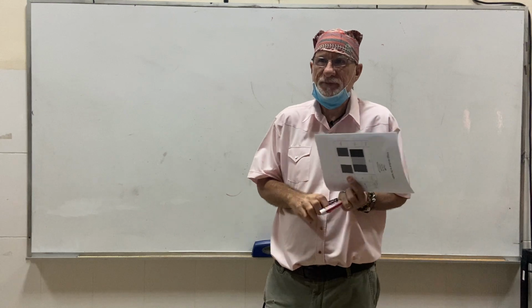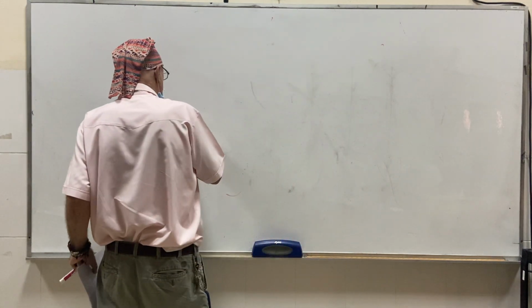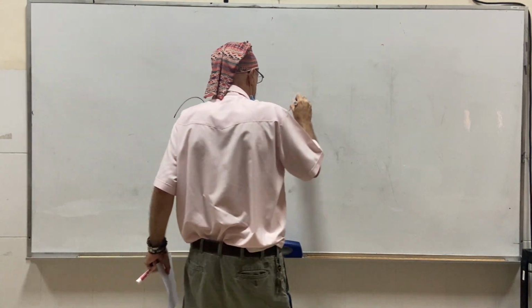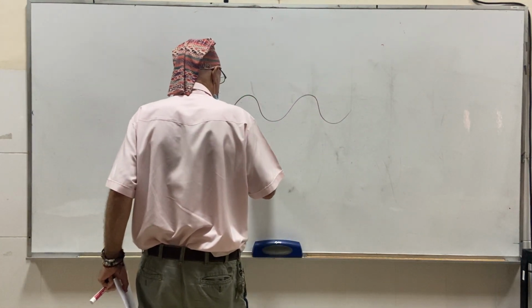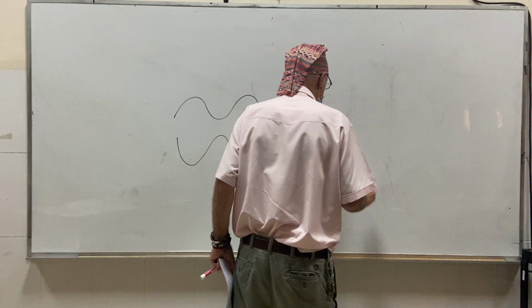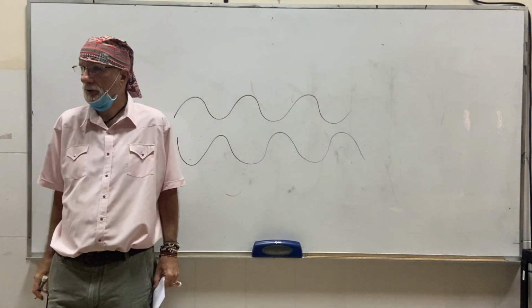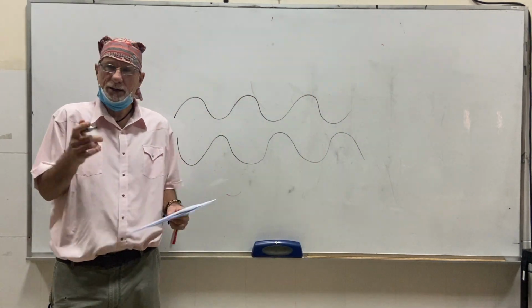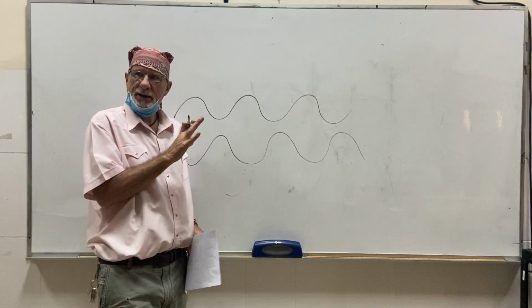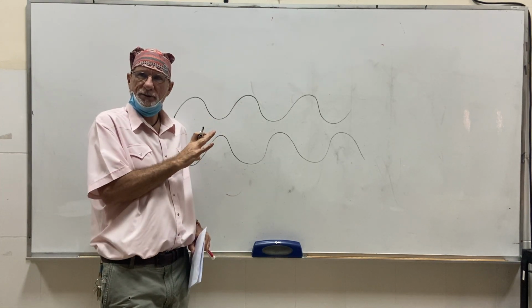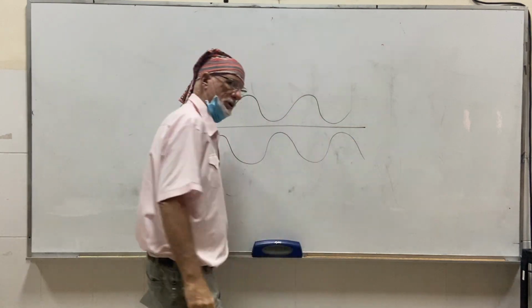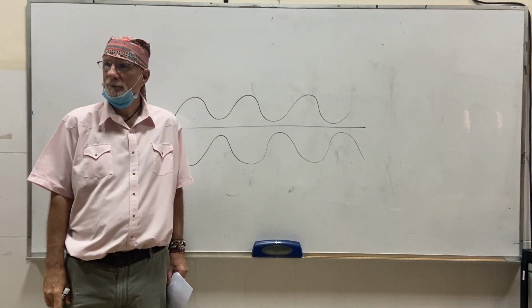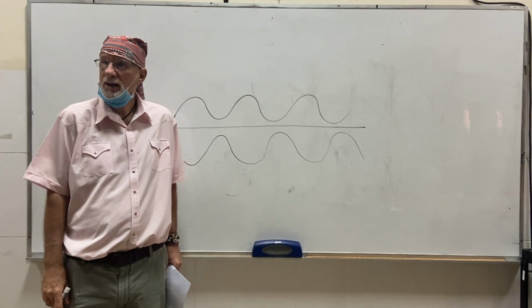What happens if I had a wave like this? And I had another wave like this? Yeah, they're going to add. Ready? I'm going to add these two waves together. Right? You're going to get nothing. You get nothing. You're going to get nothing.